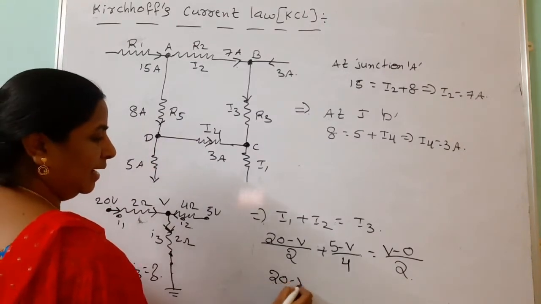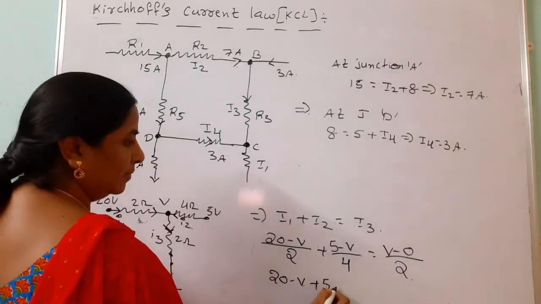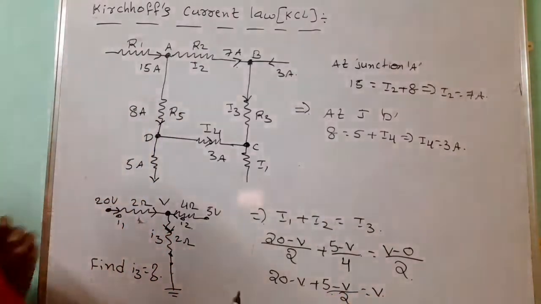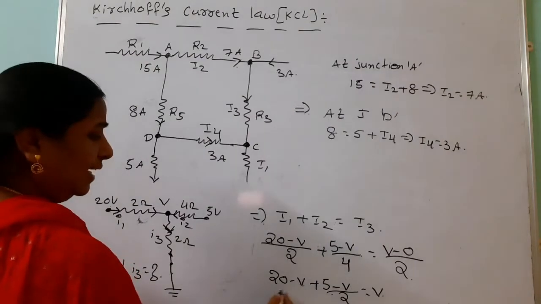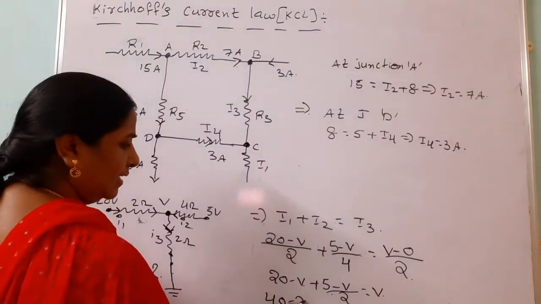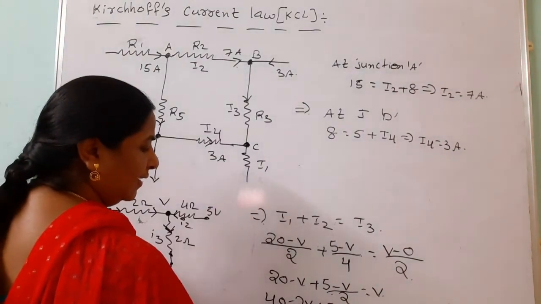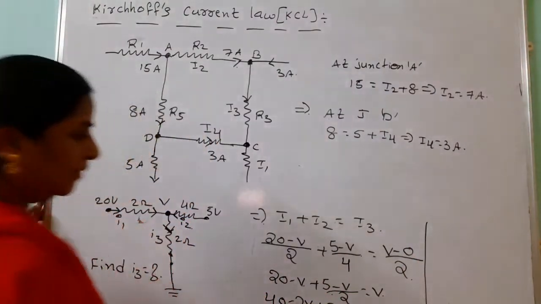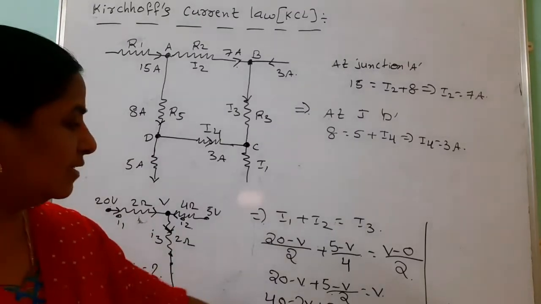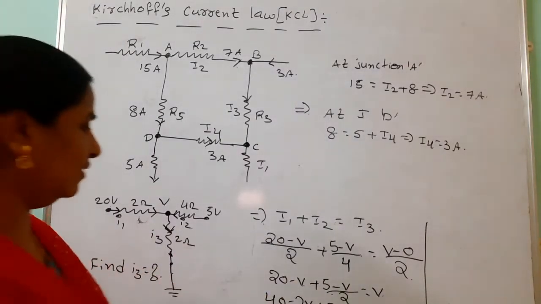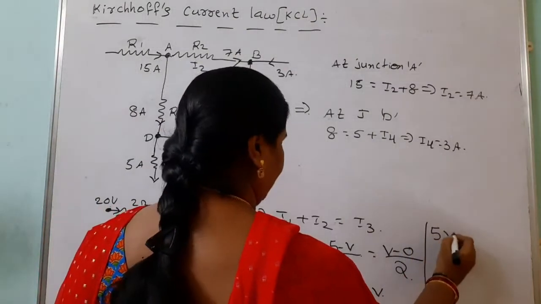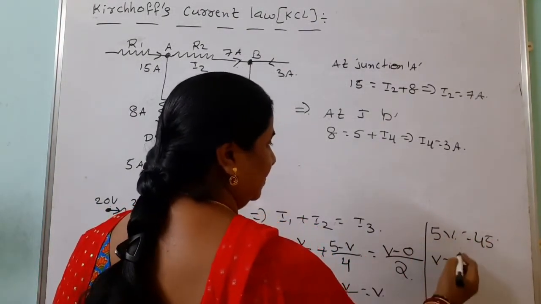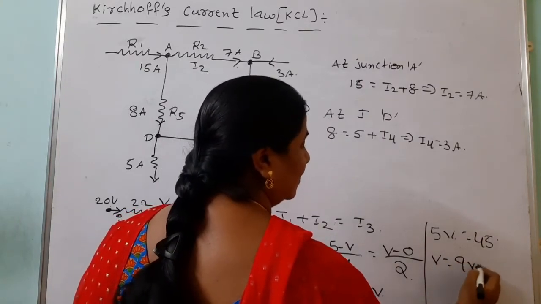Then you take the common 2 and cancel here. 20 minus V, 5 minus V by 2 equals V. Then we take the LCM. 40 minus 2V plus 5 minus V equals 2V. After simplification, minus 3V going to that side, that is 5V equals 45. Then V equals 9 volts.